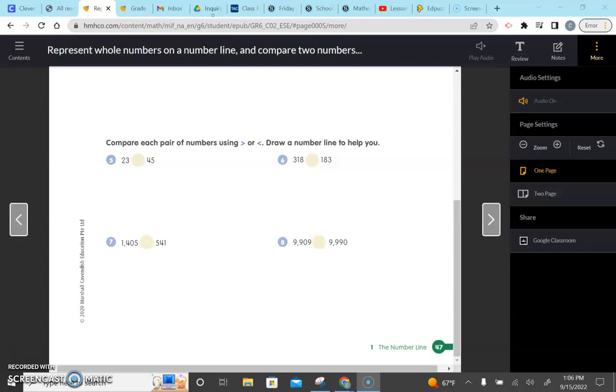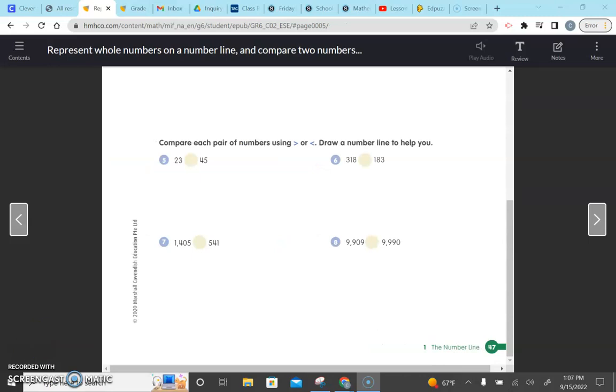So whenever you're comparing these types of problems, just remember that the alligator's mouth, so to speak, is always open towards the larger number. So we know that 23 is less than 45, like that. Now that's a little sloppy there, but you get the idea. So 23 is less than 45. 318 compared to 183, we know that 318 is greater than 183. So we'll make that alligator's mouth open up towards the 318, just like that.